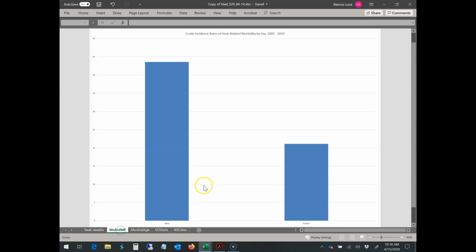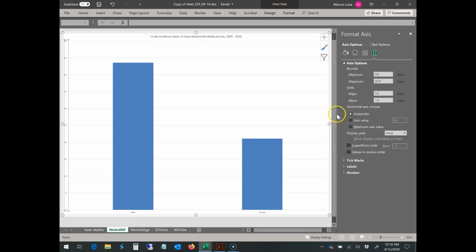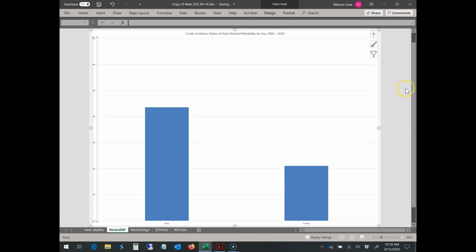So since we're standardizing our graphs, what we'll do is we'll format that vertical axis by right-clicking on it, choosing Format Axis, and then in the bounds over here on the right-hand side, we'll change the maximum to 70, right? And that way, that'll allow room for the graph when we get to doing the climate region. And so when you do that, what's interesting is that it adjusts the heights, right? So now the bars look shorter.